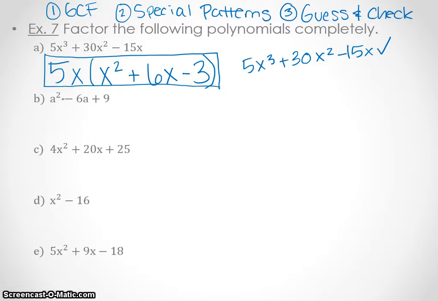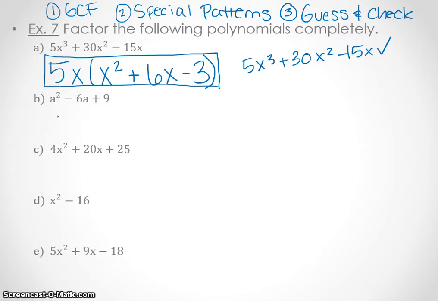Okay, letter B. Let's see if there's a GCF I can pull out with the numbers. Since that's a 1, definitely not for that. This guy doesn't have an A in every term, so no GCF that I can pull out. Is there a special pattern? Check the first thing. Can you take the square root? Square root of A squared is A. And check the last thing. Square root of 9 is definitely 3. Then make sure that what's in the middle is this times this, doubled. 3 times A would be 3A, and then you double it and you get 6A.